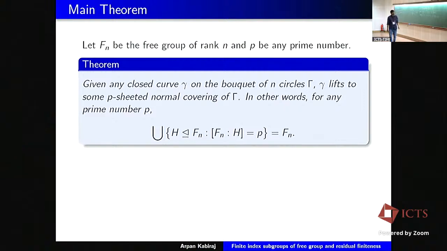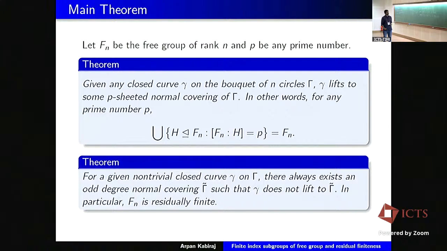So this is one version of residual finiteness, a refined version, in the sense that residual finiteness tells us where it does not lift. This is the other way around, where it lifts. Pretty much for any index, if I fix any prime number, it lifts to some one of the normal covers. Okay.